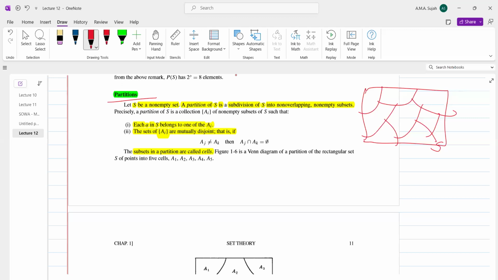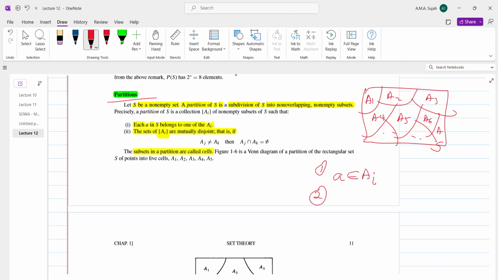To define the partitions, there are two things you need to check, right? So if you take one element A, that element belongs to any one of your partitions. Maybe just imagine here A1, A2, A3, A4, A5, A6, A7 up to AN. The element A belongs to one of the Ai, one of your partitions. That is the first thing you need to consider.